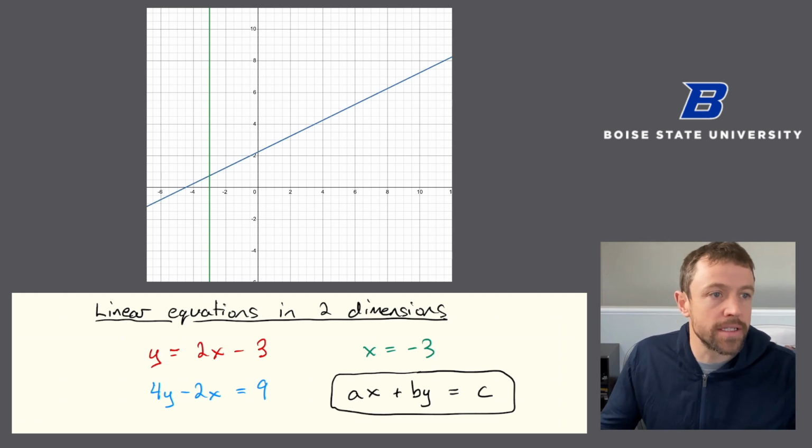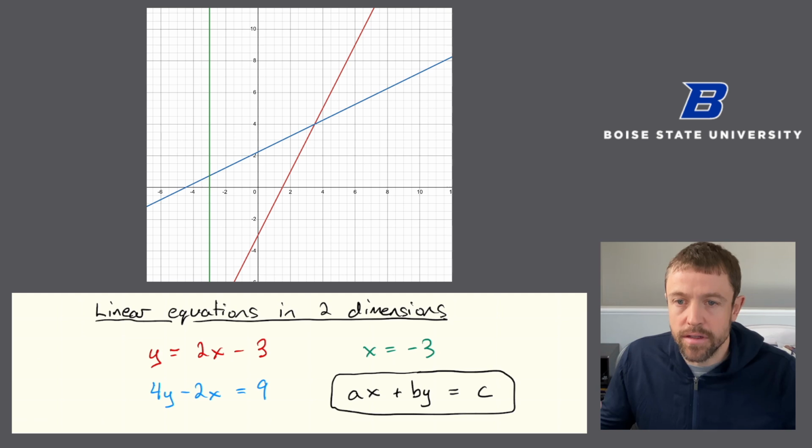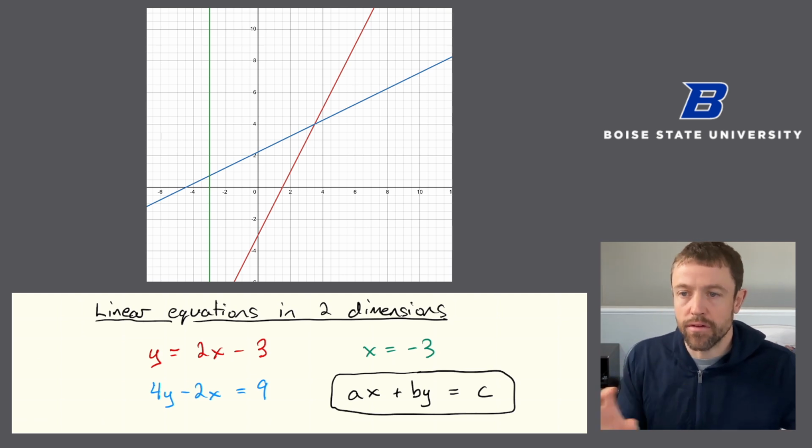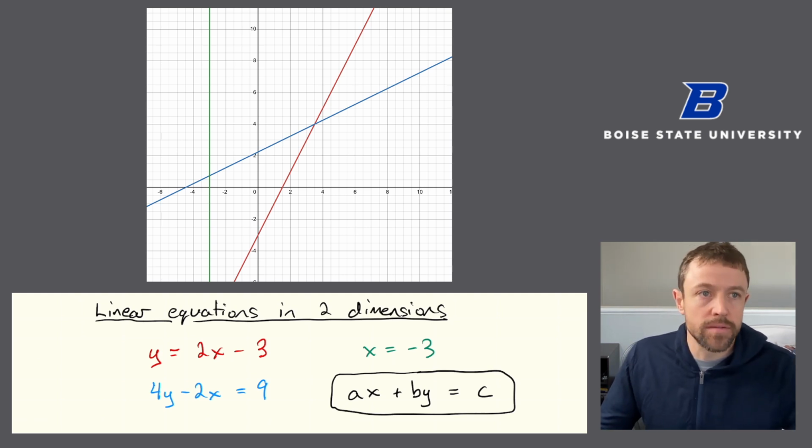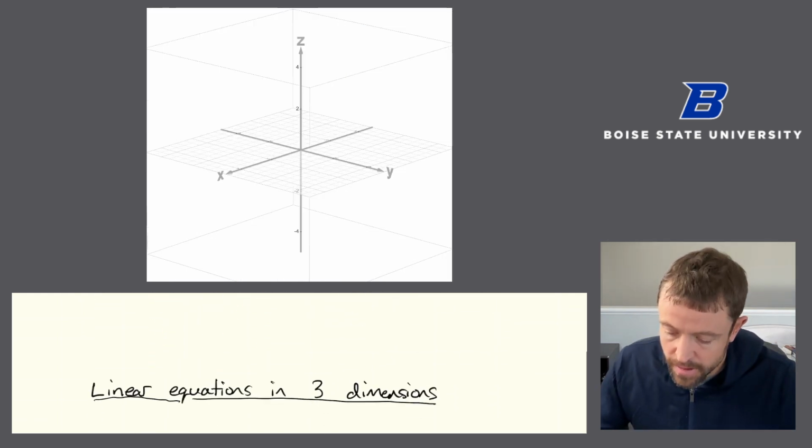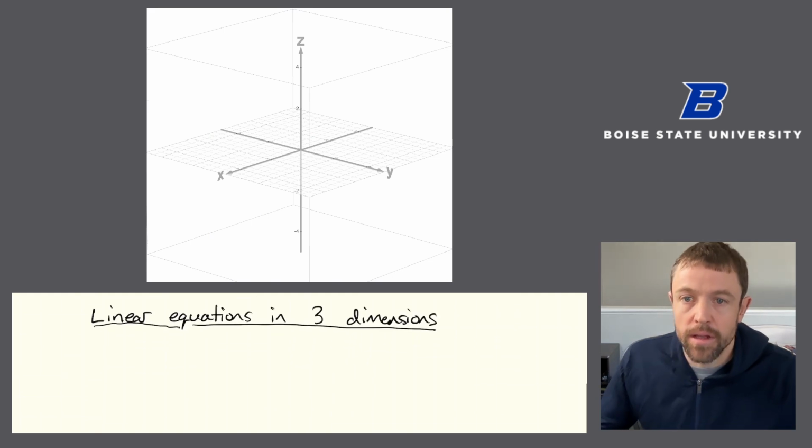So let's put them all up at the same time. We have these 3 linear equations. Their graphs are all straight lines. All right, so that's linear equations in 2 dimensions. So let's bump things up. Let's bump it up to 3 dimensions and look at what linear equations look like in 3 dimensions.